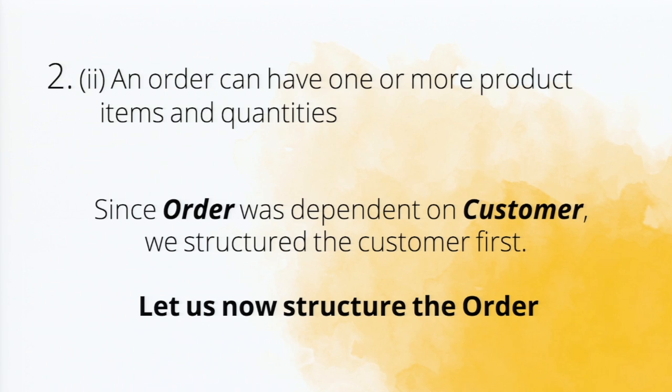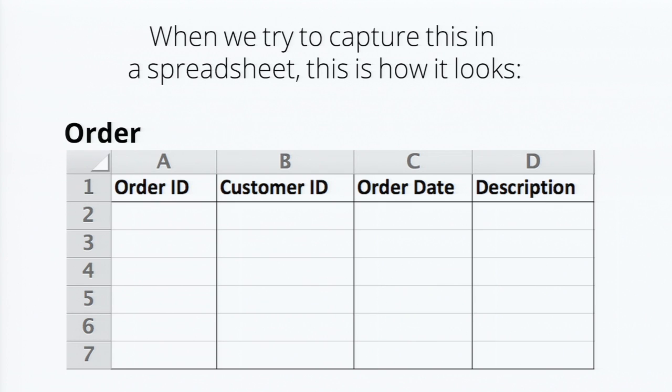So the next requirement is that an order can have more than one product. A customer can order more than one product and more than one quantity. So now let us go and structure the order. This is how the order will look when you put it down on a piece of paper or in a spreadsheet. An order will have who ordered it, the customer ID, when the customer ordered it, the order date, and the description. The description has all the order details: the product, the quantity, everything.